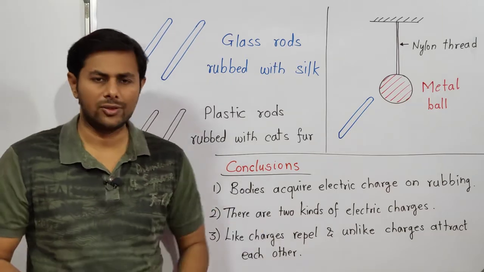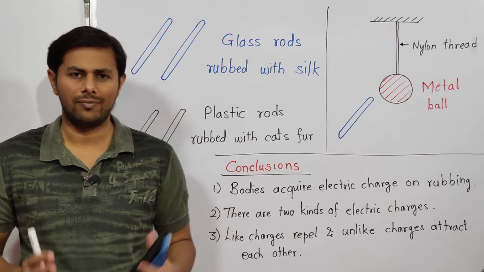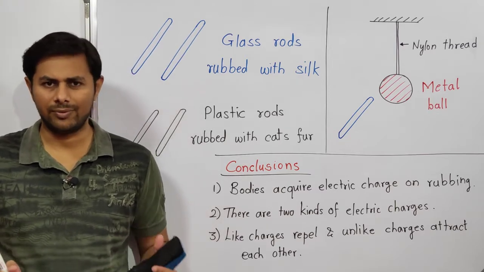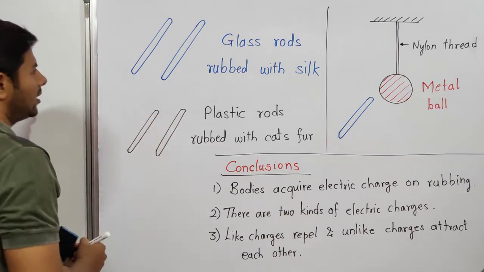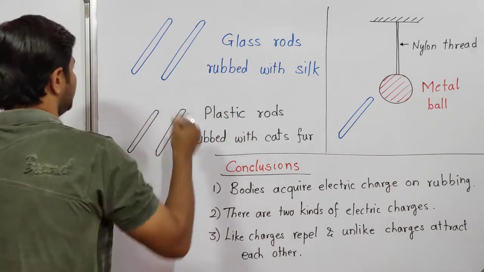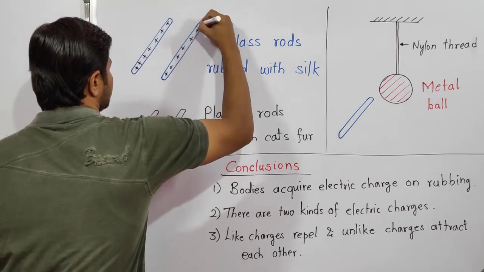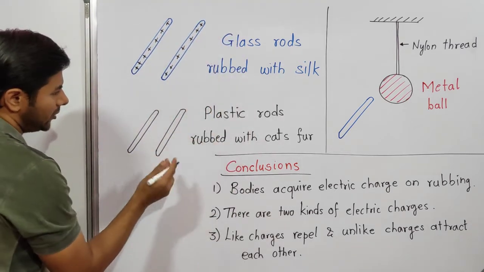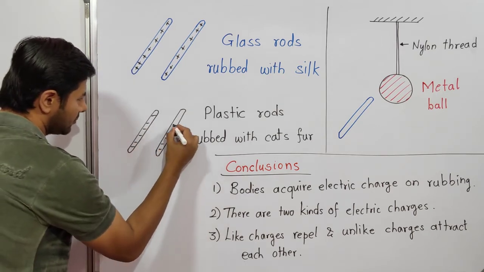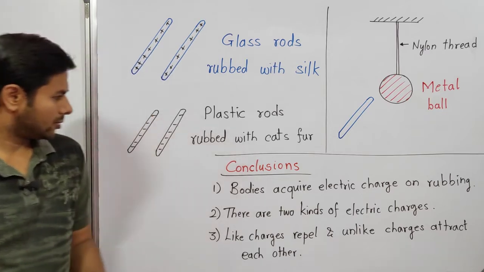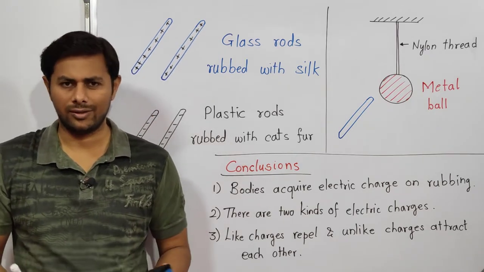Now the two kinds of electric charges were named positive and negative by the American scientist Benjamin Franklin. He called the charges appearing on the glass rods positive and the charges appearing on plastic rods negative. So the question is, why do bodies get charged on rubbing?